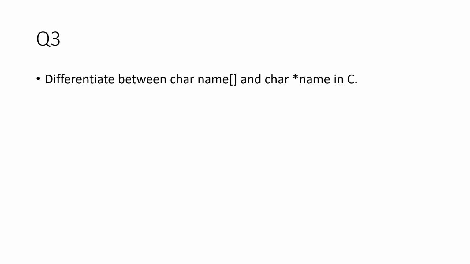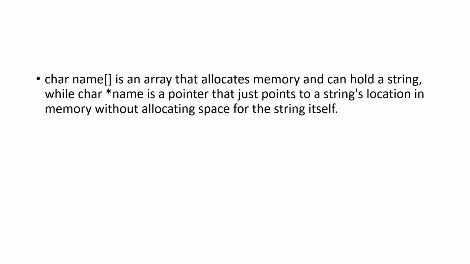Differentiate between char name[] and char *name in C. char name[] is an array that allocates memory and can hold a string, while char *name is a pointer that just points to a string's location in the memory without allocating space for the string itself.